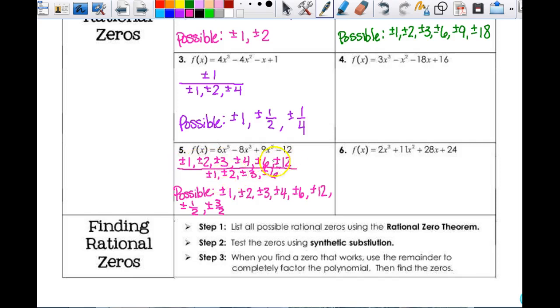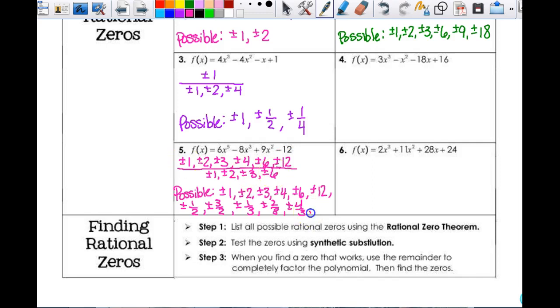Okay, then I do all of the numerator over 3. 1 over 3. Do I have that? No, so plus or minus 1/3. Then 2 over 3. Do I have that? No. Then 3 over 3. Do I have that? Yes. 4 over 3? No. Then 6 over 3? Yes. 12 over 3? Yes. Okay, so then 1 over 6.